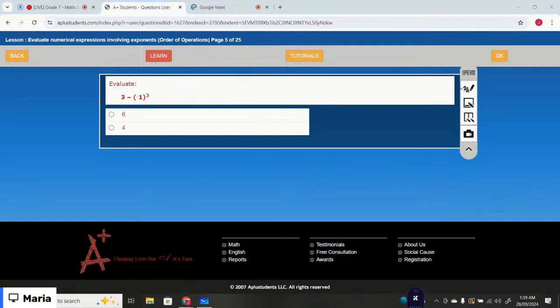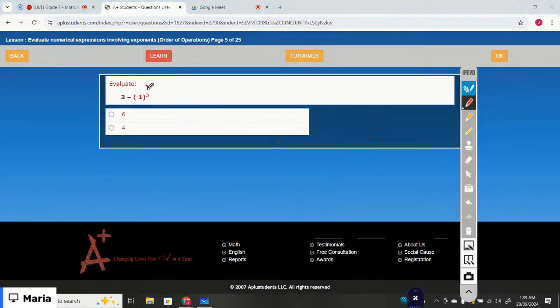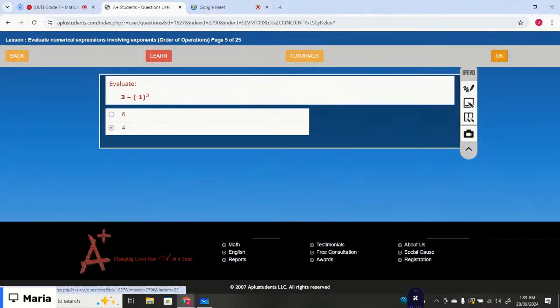You evaluate the exponent first. 3 minus negative 1 times negative 1 times negative 1. Negative 1 times negative 1 is 1, and times negative 1 is negative 1. So you have to do 3 minus negative 1. Subtracting a negative number is the same as adding. That would be 3 plus 1 equals 4. So the correct option is 4, option number 2.